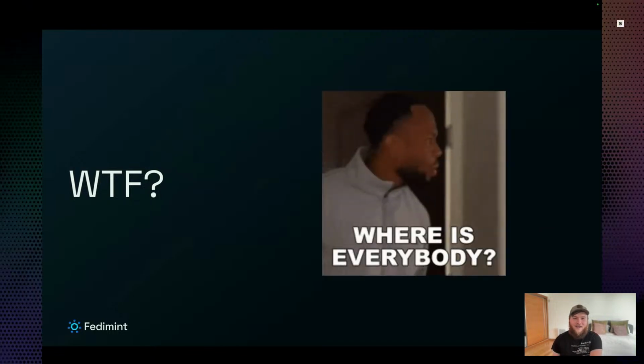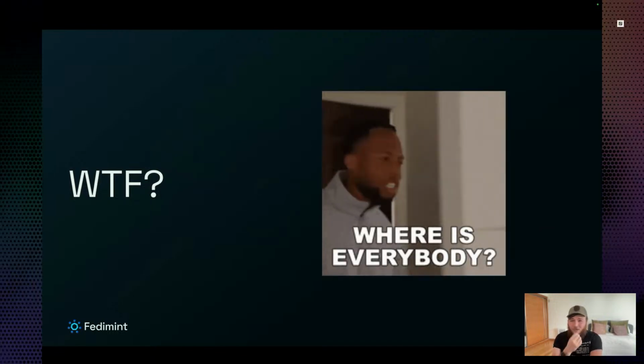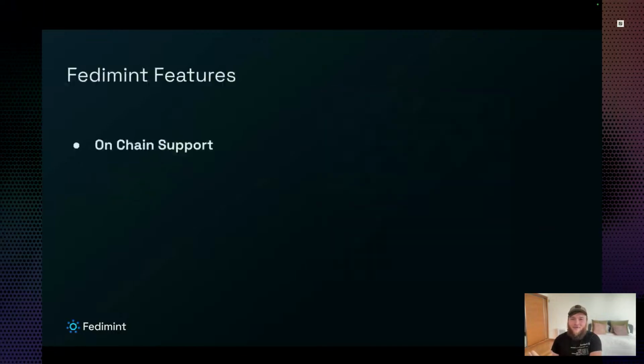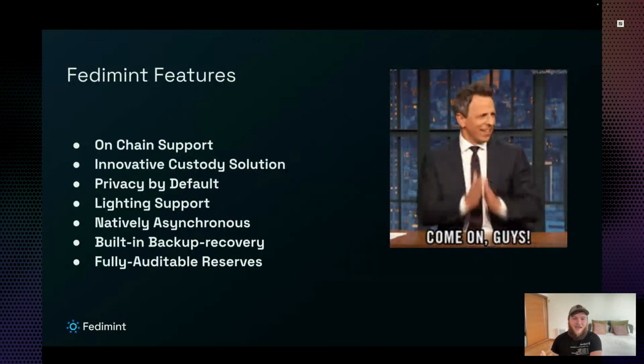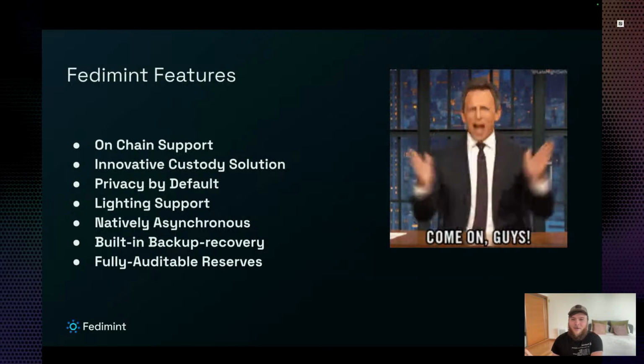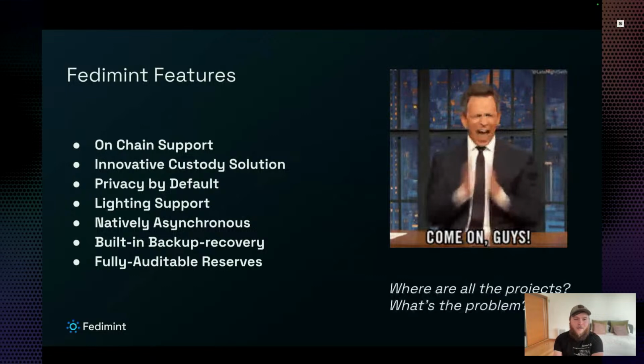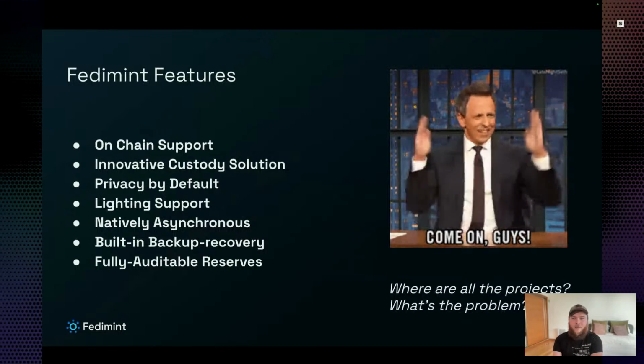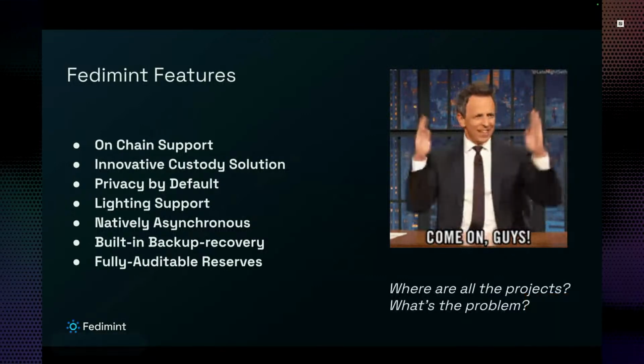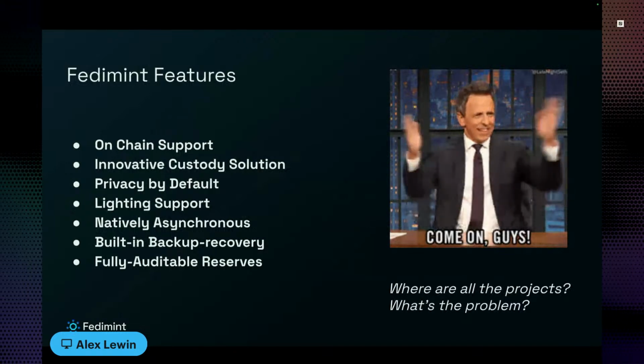What's going on? This Fedimint is the most amazing thing since sliced bread. It's got all these awesome features. Why are there only two wallets available for users? Where is everybody? Again, we have all of these incredible features, and we don't have a bunch of wallets. Everybody should be super excited about this. So why don't we have wallets? Why don't we have projects? What's the problem? Can anybody think of what the problem is with Fedimint, of why there's not a billion wallets out there?